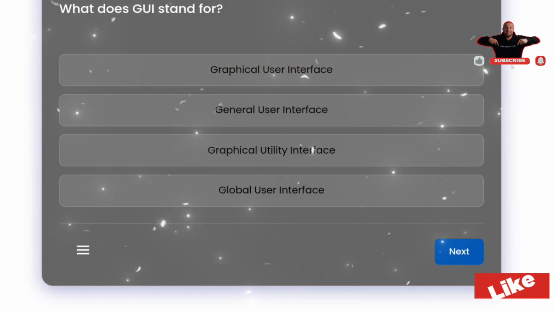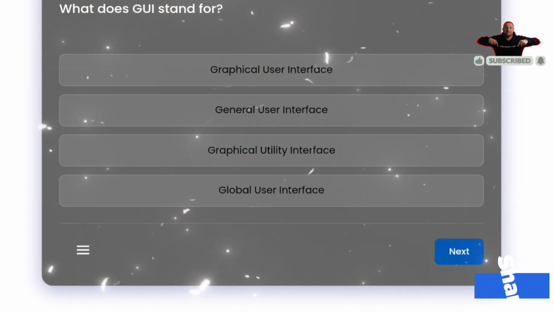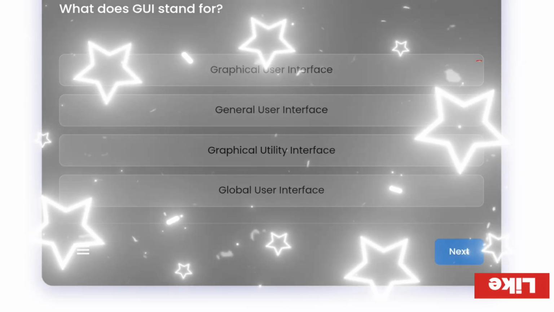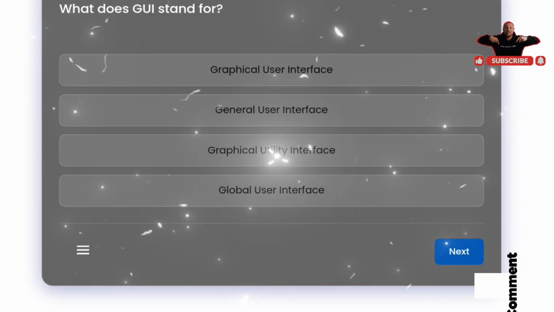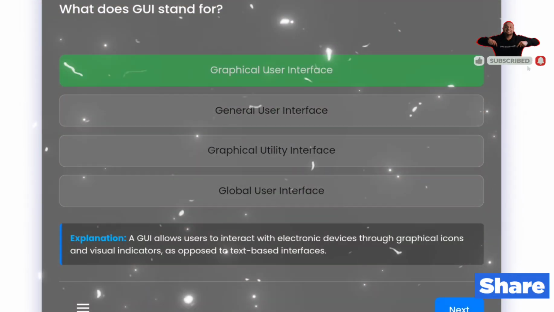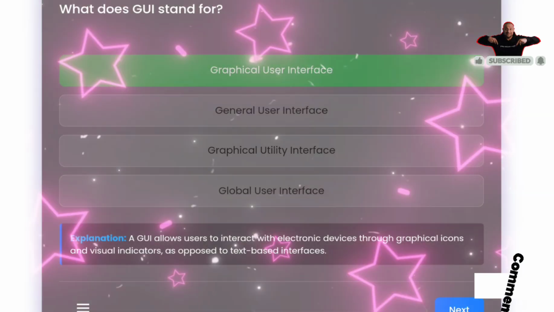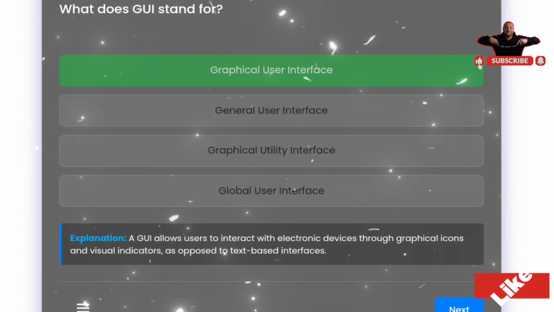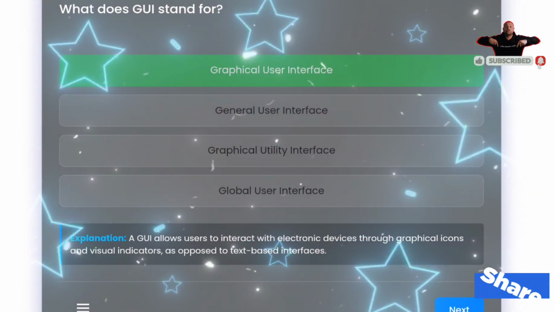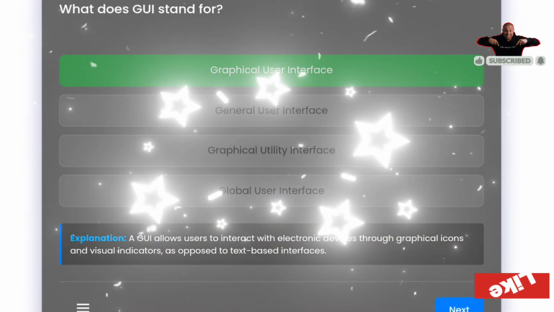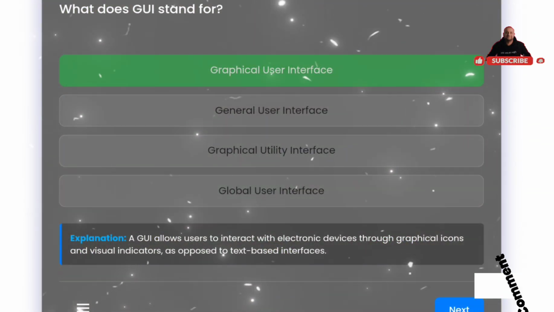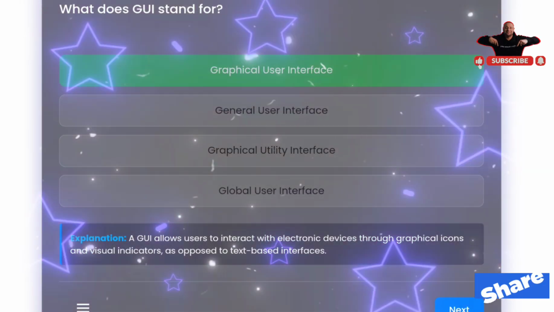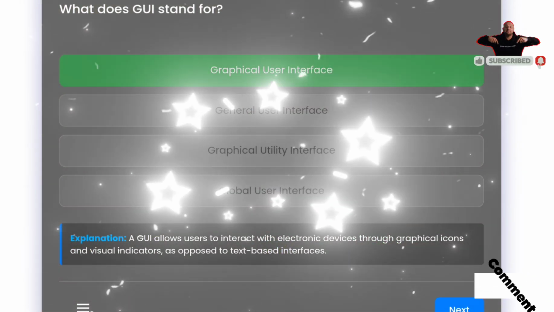What does GUI stand for? GUI का मतलब क्या होता है? फर्स्ट वन, ग्राफिकल यूजर इंटरफेस. A graphical user interface is used to interact with electronic devices through graphical icons and visual indicators, as opposed to a text based interface.